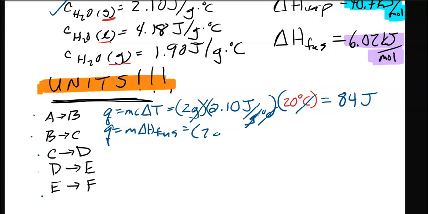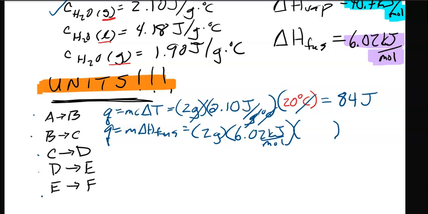Now, the mass of the sample has not changed. I started with 2 grams, it's still 2 grams. However, the delta H is different. I've got to use 6.02 kilojoules per mole. Does anybody see a problem here? I see a couple of problems. The first problem I see is that I have grams originally, and then somehow this particular value I found online, or you can find in the textbook, is in kilojoules per mole. Well, grams and moles don't cancel. So I need some value for water that can help me convert from grams to moles.